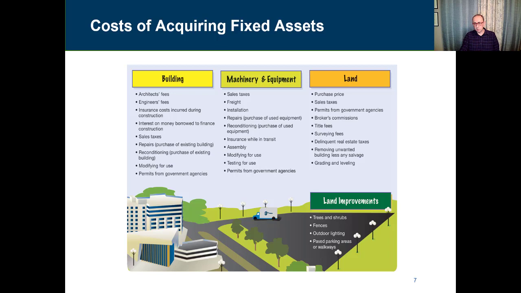Reconditioning, so purchasing again an existing building, and modification for use. Sometimes a company would buy a warehouse, and this warehouse was used for a specific purpose, and now they're modifying it to be a store. So in this case, that's a modification for use. And permits from government agencies to have the building. Again, that's part of the cost of the building.